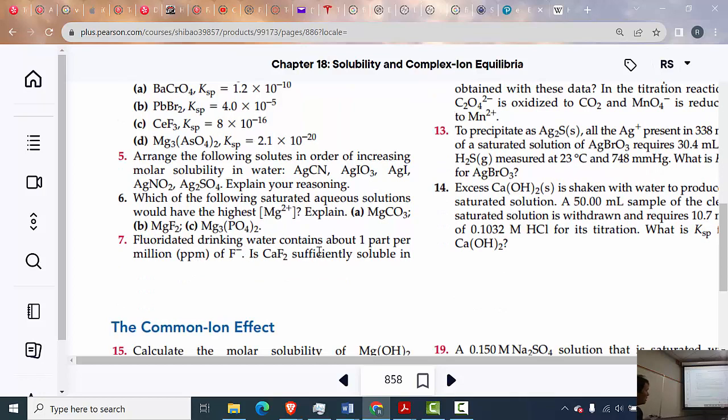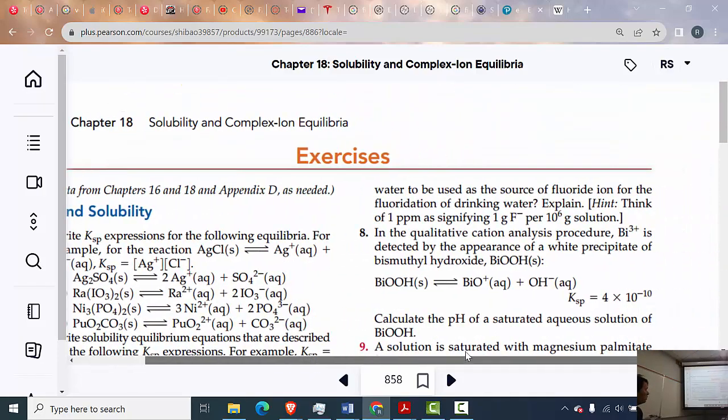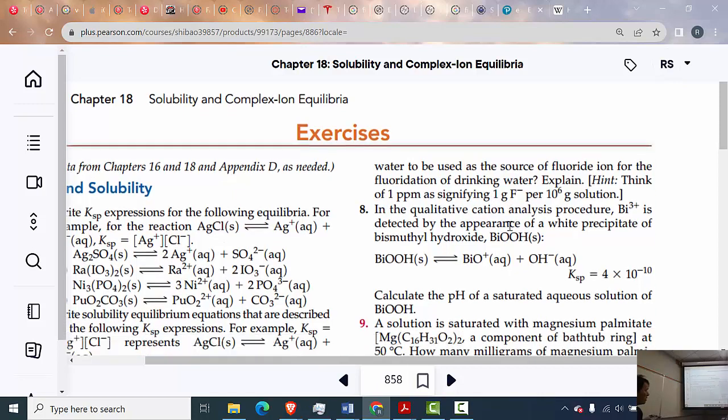Fluoridated drinking water contains about 1 part per million fluoride. Is calcium fluoride sufficiently soluble in water to be used as a source of fluoride ion for the fluoridation of drinking water? Explain. Hint: think of 1 ppm as signifying 1 gram of fluoride per 10 to the 6 grams of solution.